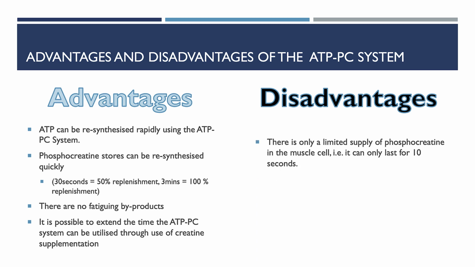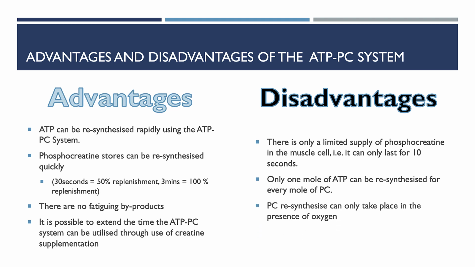Some of the disadvantages. There is only a limited supply of phosphocreatine in the muscle cells, and it can only last for roughly 10 seconds. Only one molecule of ATP can be resynthesized for every molecule of phosphocreatine. Phosphocreatine resynthesis can only take place in the presence of oxygen, when the intensity of the exercise is reduced.